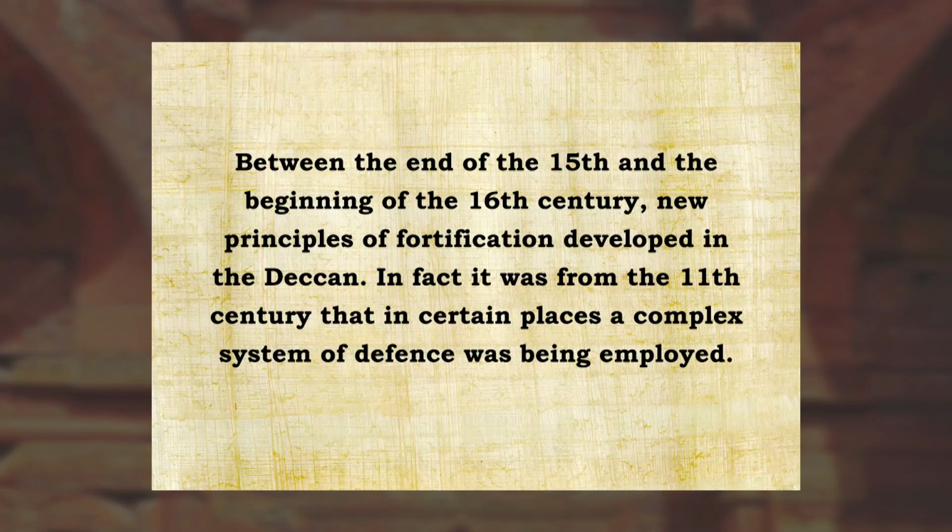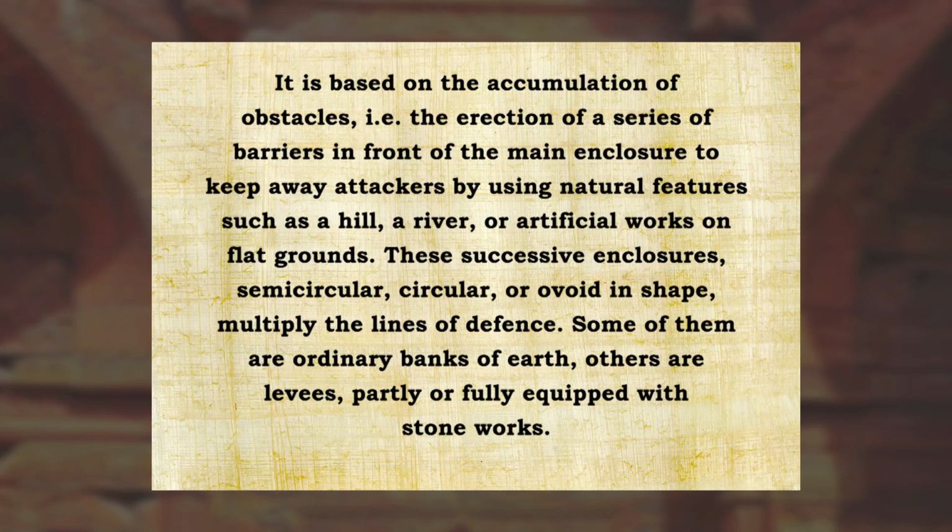Now we should briefly take a look at military architecture. Any discussion on military technology would remain incomplete if developments in military architecture, especially in the Deccan, are not taken into consideration. Between the end of the 15th and the beginning of the 16th century, new principles of fortification developed in the Deccan. In fact, it was from the 11th century that in certain places a complex system of defense was being employed. It is based on the accumulation of obstacles, that is, the erection of a series of barriers in front of the main enclosure to keep away attackers by using natural features such as hills, a river, or artificial works on flat grounds.